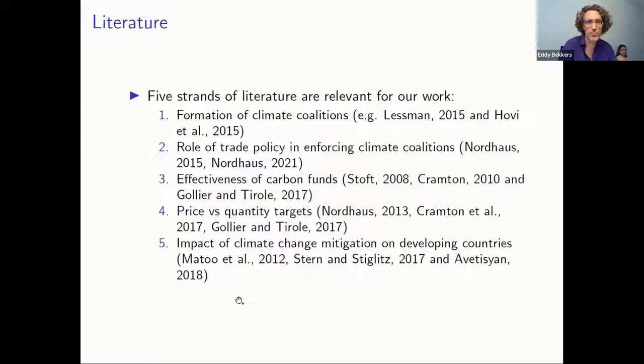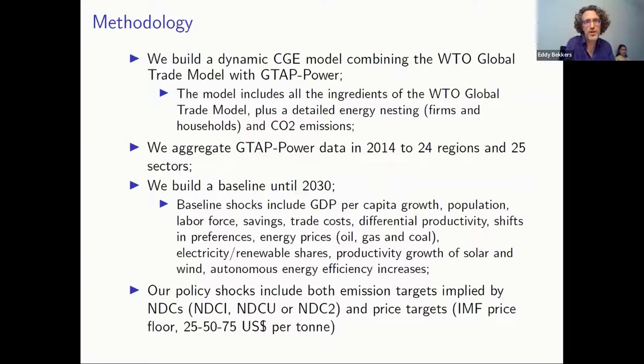So how do we proceed? Well, this is familiar now. We have the recursive dynamic CGE model, which we combined with GTAP-Power. We aggregate to 24 regions, 25 sectors. Then we go only out until 2030 because we're looking at basically coalition formation. And the baseline shocks are the usual ones: GDP per capita growth, population, energy prices, et cetera. Then what kind of policy shocks do we look at?